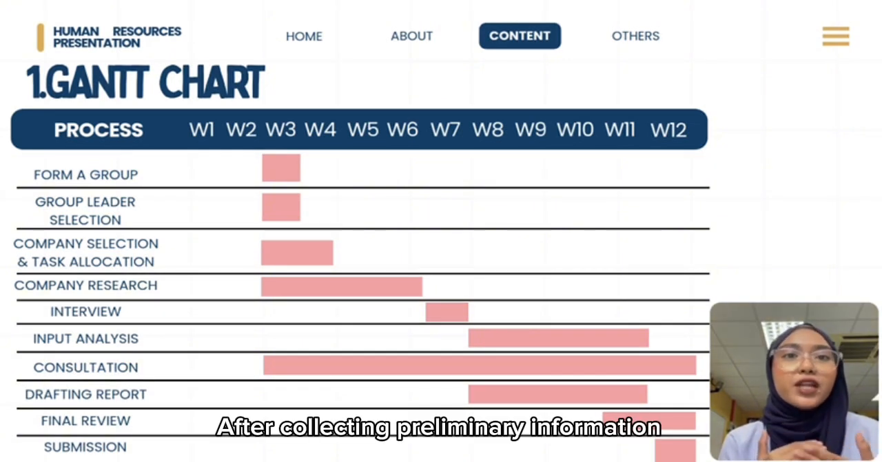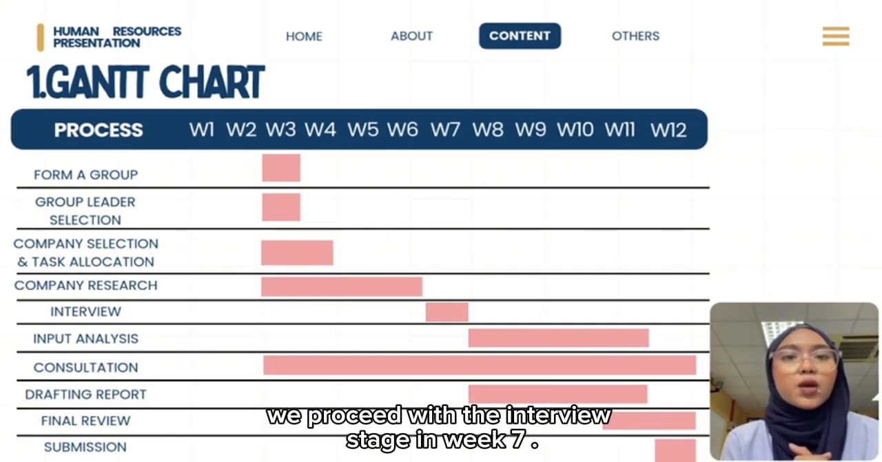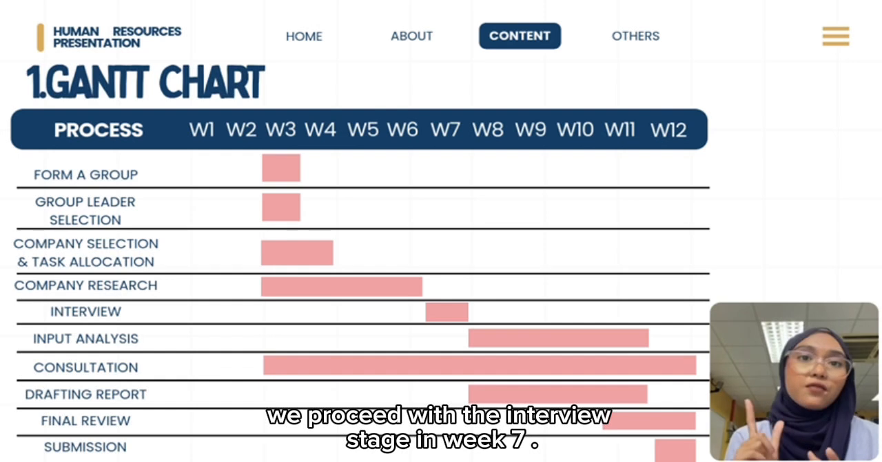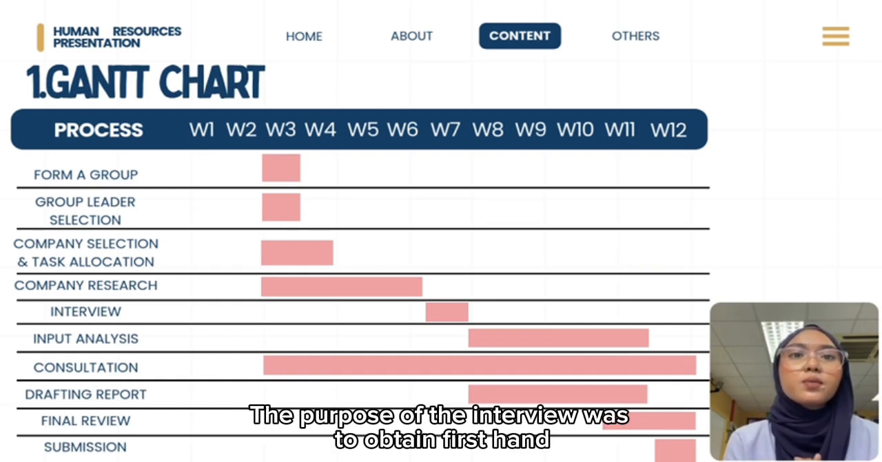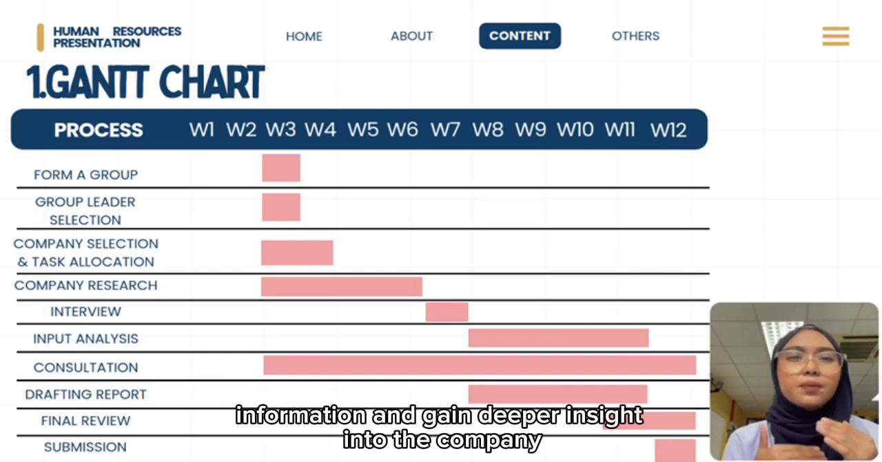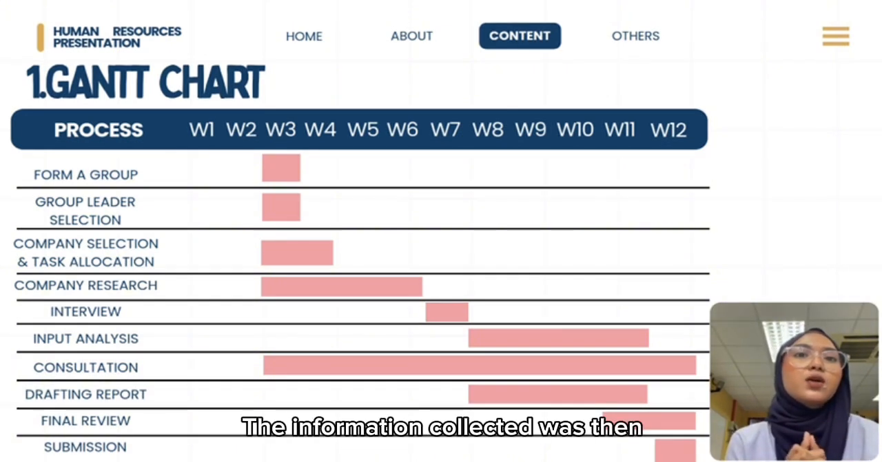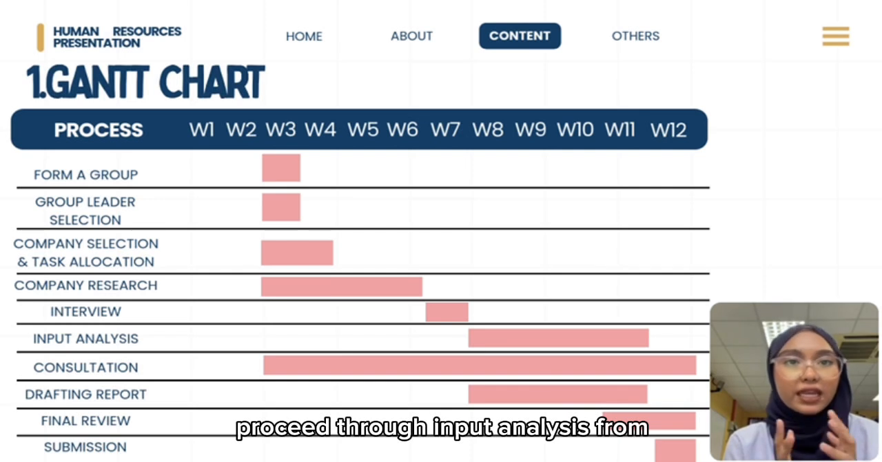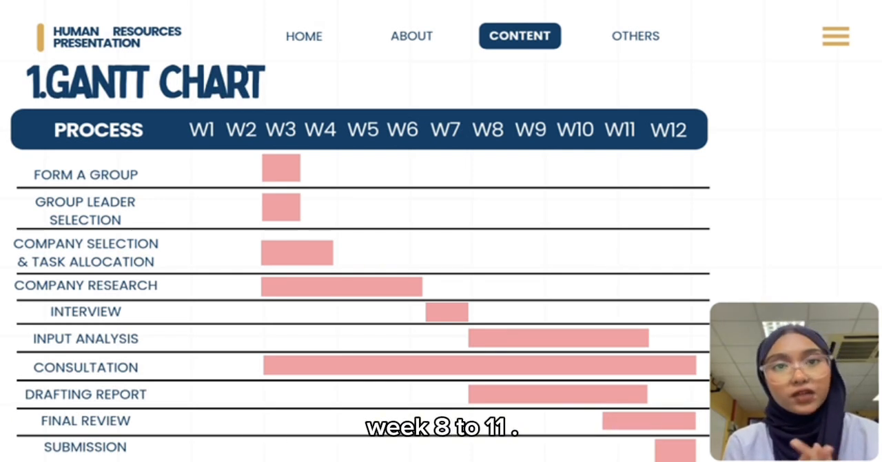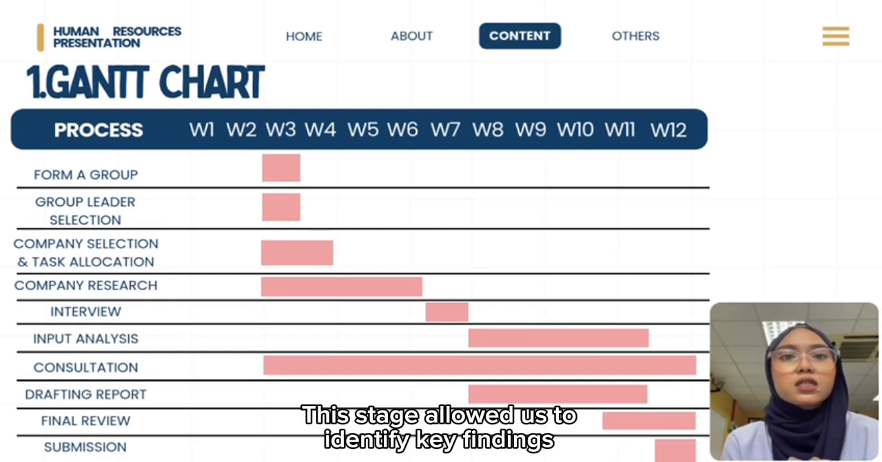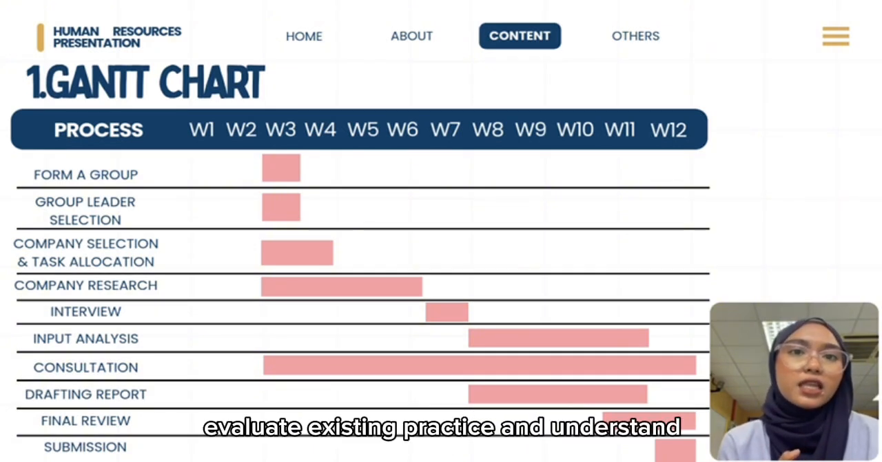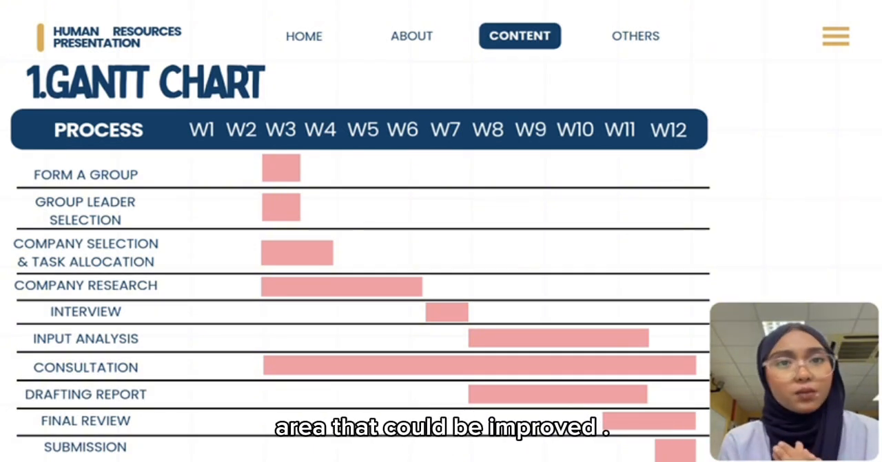After collecting preliminary information, we proceed with the interview stage in week 7. The purpose of the interview was to obtain first-hand information and gain deeper insight into the company's actual practice and challenge. The information collected was then processed through input analysis from week 8 to 11. This stage allowed us to identify key findings, evaluate existing practice, and understand areas that could be improved.